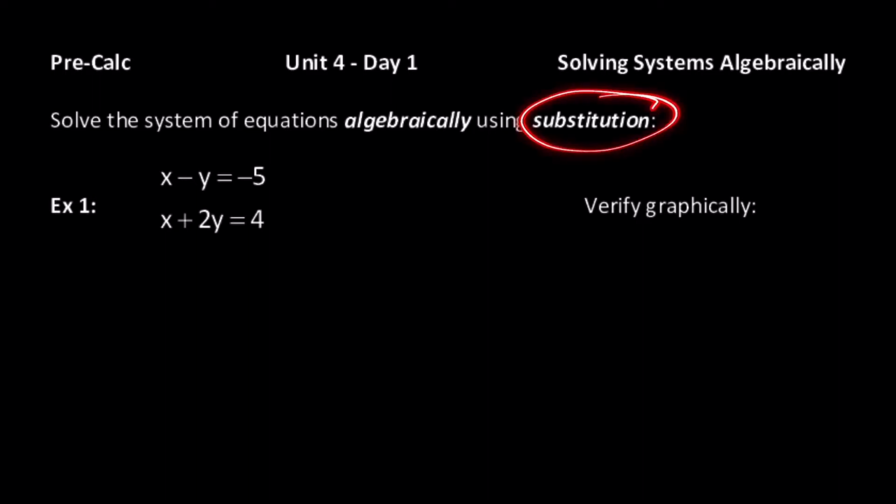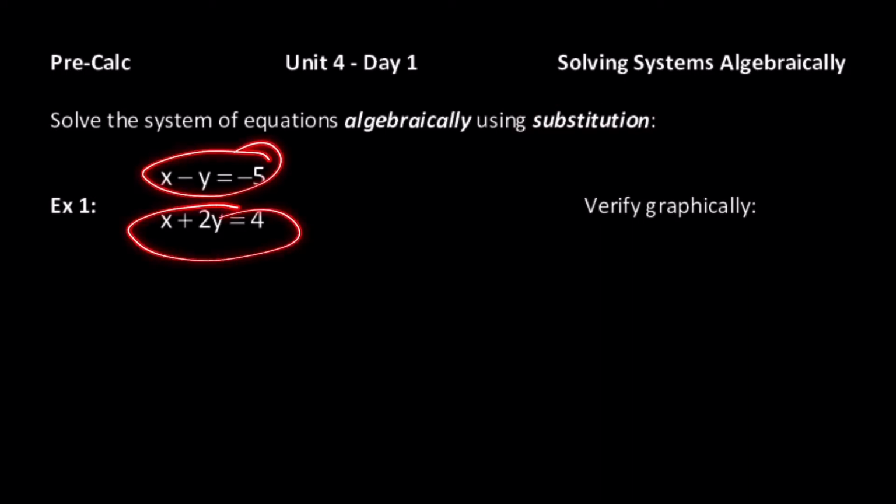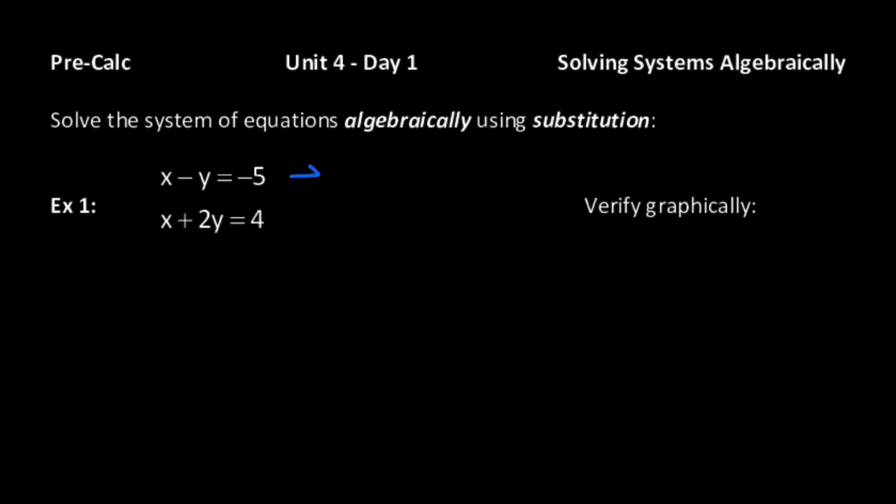So using substitution, the first thing we would do is solve either one of these equations for one of the variables. I'll just start with this top equation here. It'll be easy to solve for x. Move the y to the other side. X equals y minus 5.